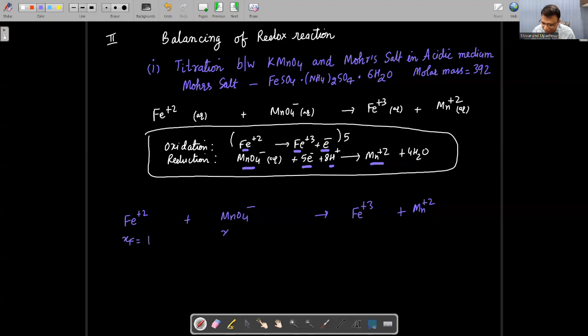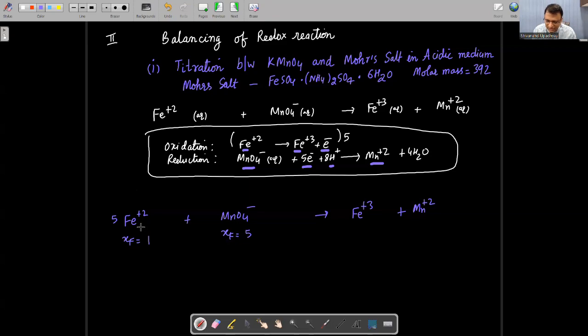So it is taking 5 electrons. So this chemical species is taking 5 electrons. So the X factor will be 5. When we are cross multiplying, basically we are making the number of electrons equal. If I multiply here by 5, right?